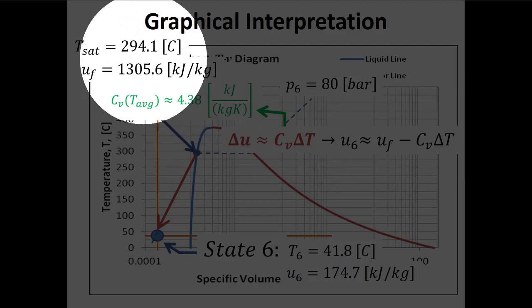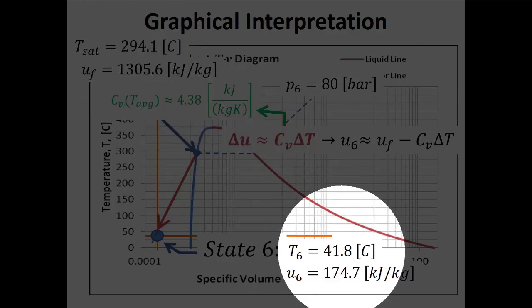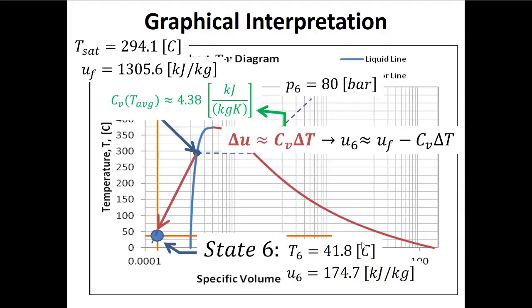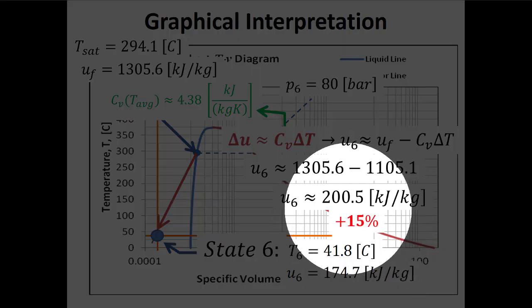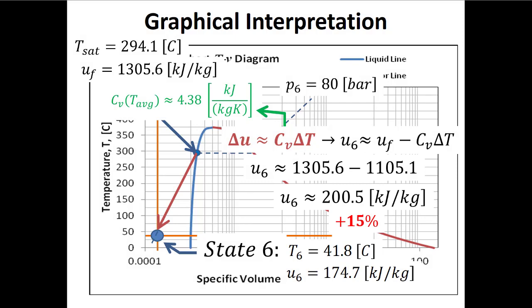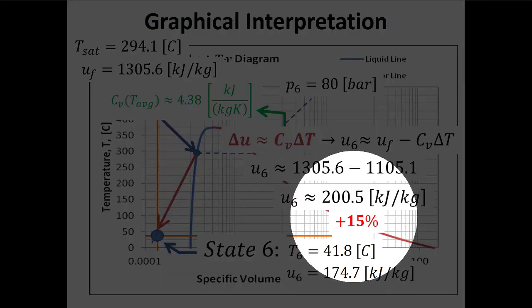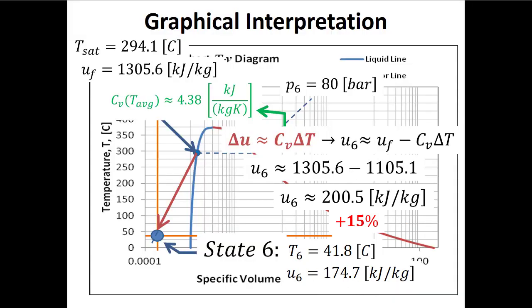Here, the temperature was 294.1 degrees, and down here, it's 41.8 degrees. So I could put that delta T in there, and I can see that I get a value for U6 of 200.5 kilojoules per kilogram. So this is not a terrible approximation, right? We made some assumptions, so our answer is less right than it was when we were doing double interpolation, and we're within 15%. So this is not a terrible way to go, right? It gives us an answer that's in the right ballpark.